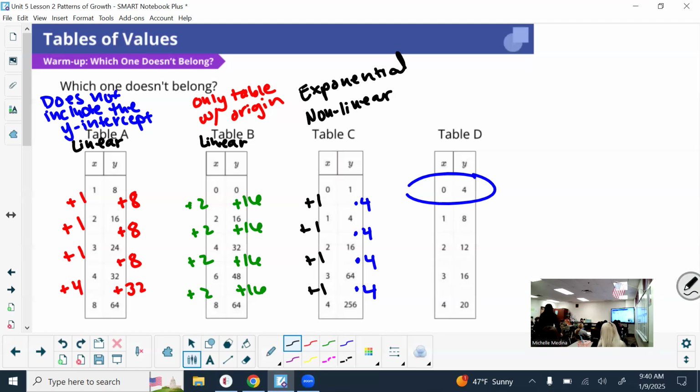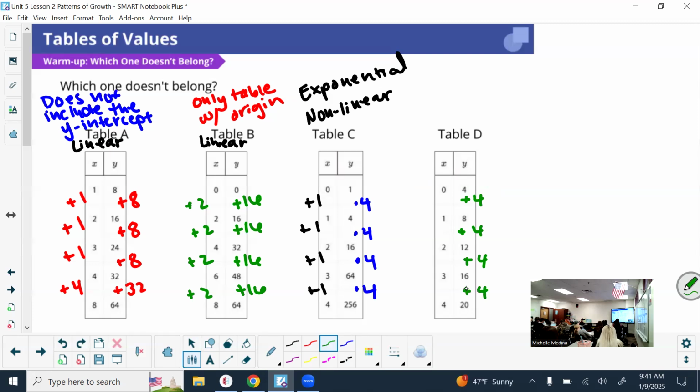Okay, but anyway, table D. Chris, why did you choose table D as not belonging? That's the only one that in the y's, it's increasing by 4. I mean, that is true. None of the others are increasing by 4.